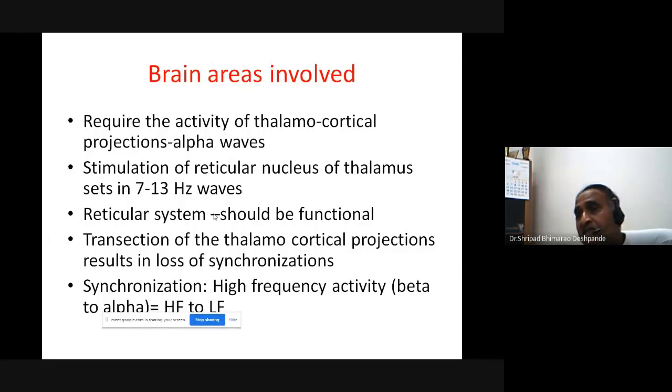Transection of the thalamocortical projection results in what is called desynchronization. Now, just to remind you what synchronization is: synchronization in the brain is when high frequency activity is lowered to a low frequency regular activity. So that is the synchronization. This is about the brain areas involved. I would project upon the thalamus, the reticular nucleus of the thalamus, and the reticular system, which is essential for producing these wave patterns.